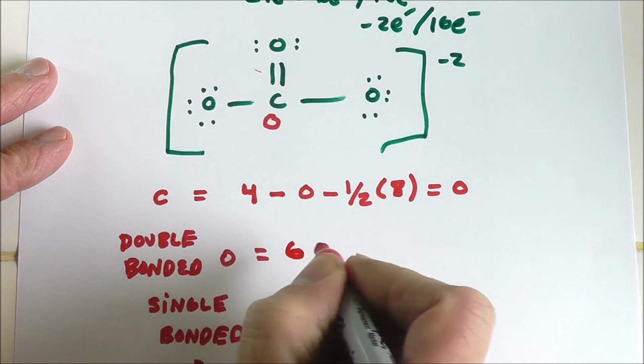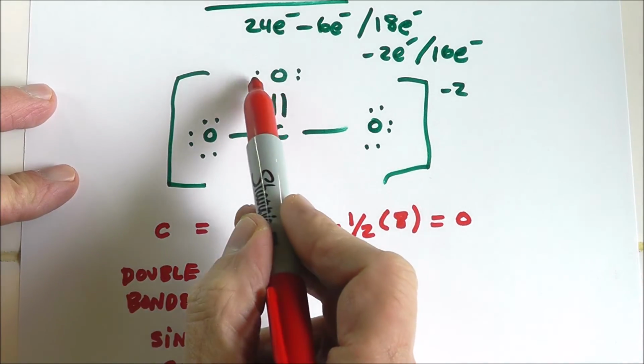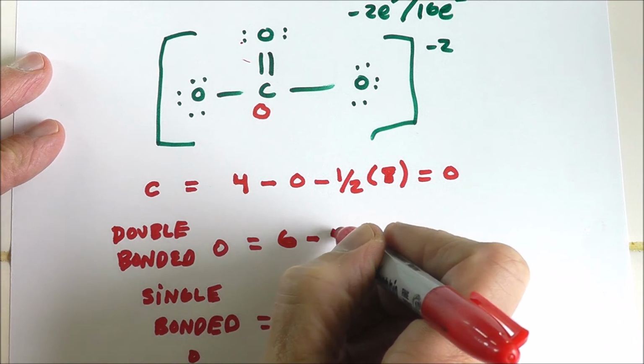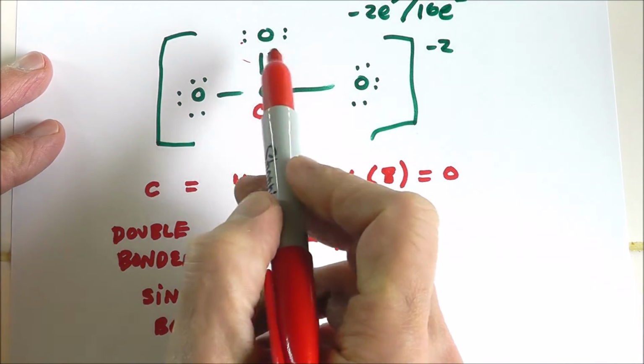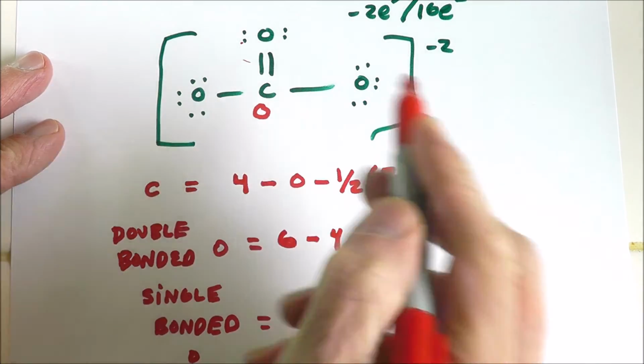Okay, cool. Let's do the same thing with this oxygen right there. Oxygen, 6 valence electrons, minus the number of non-bonding electrons, 2, 4. 6 minus 4, minus 1/2 the number of bonding electrons, 2, 4.